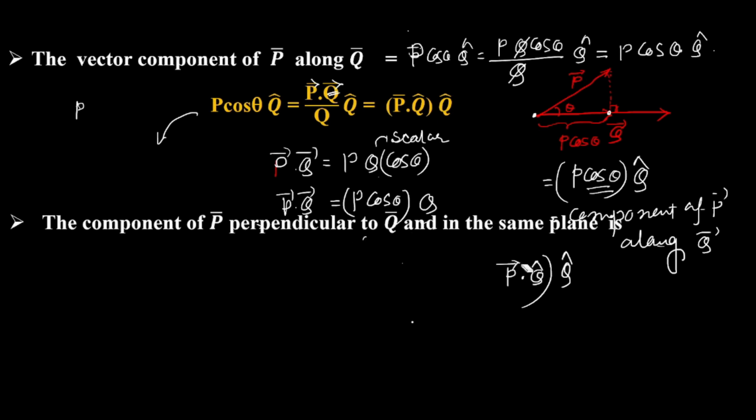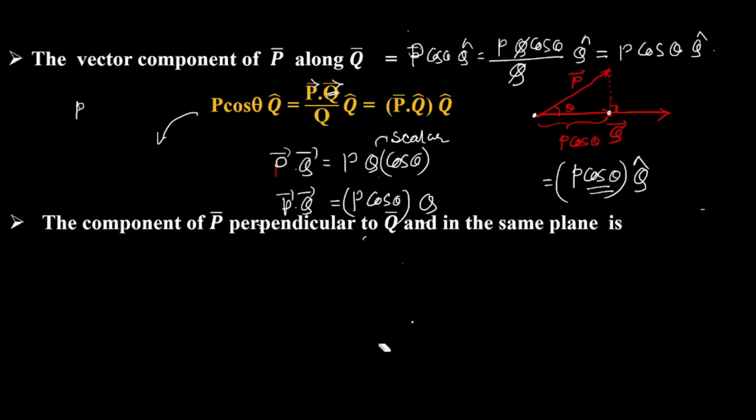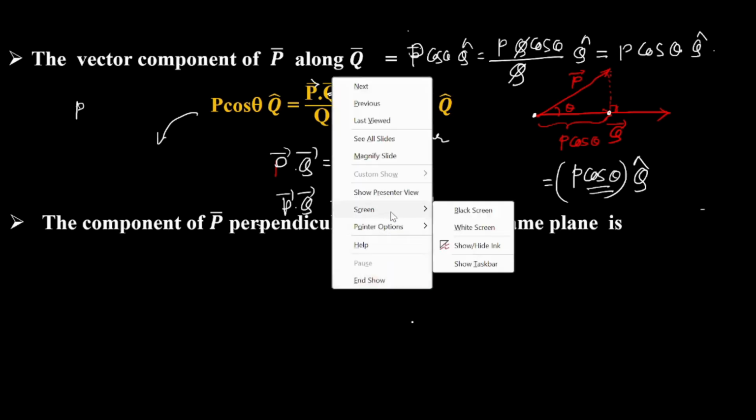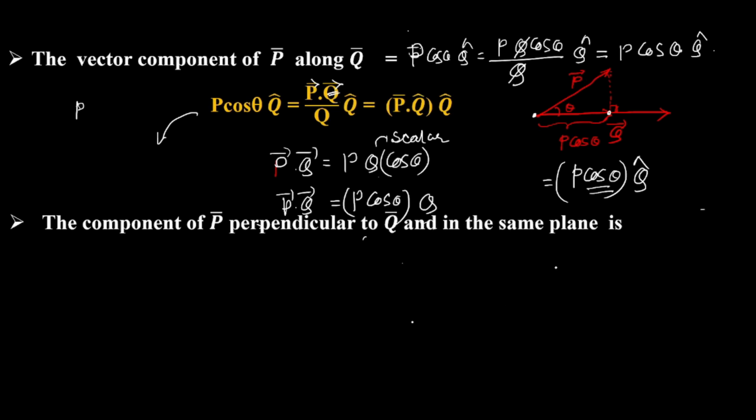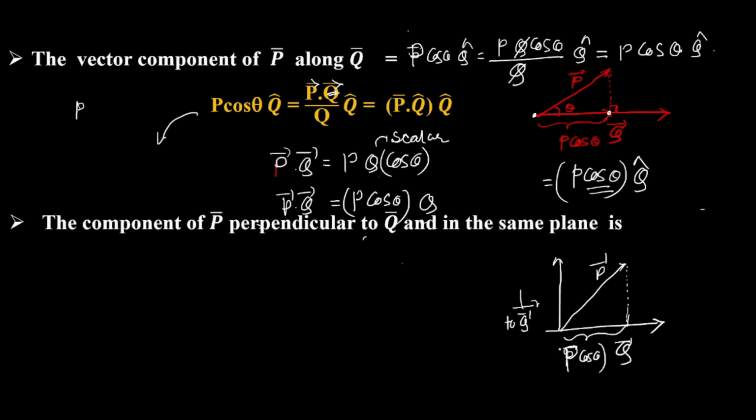And again, what we can write is the component of the vector perpendicular to Q. So how can we see this? We can see it like this. This is the direction perpendicular to the Q vector. This vector was our P. If you draw from here, what component do you get? This is the P cos theta, as we found earlier. Sorry, this is your P cos theta.